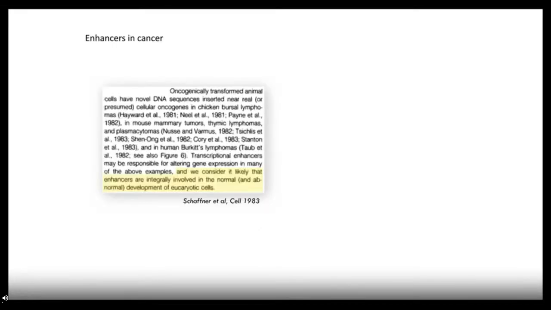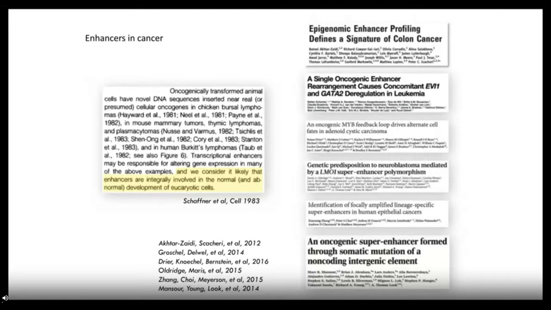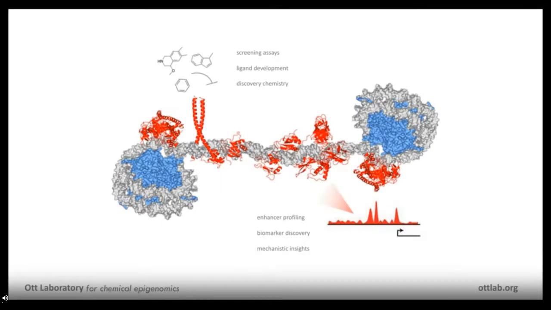Presciently, in their 1983 Cell paper, Schaffner and his colleagues supposed that aberrant enhancer activity could actually lead to diseases such as cancer. And recent research has dramatically expanded our understanding of how significantly enhancers can contribute to cancer, many different types of cancer. And so my group at MGH is focused on developing tools and insights to test the hypothesis that direct targeting of enhancers may be a rational approach for cancer therapy.